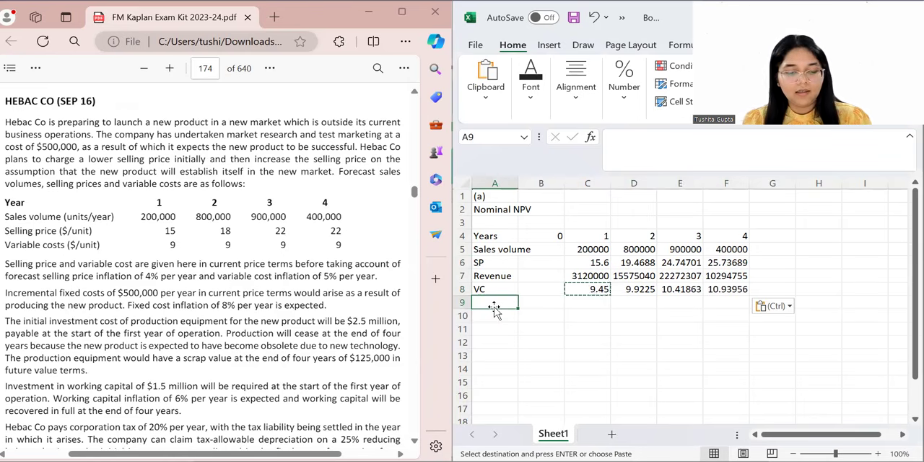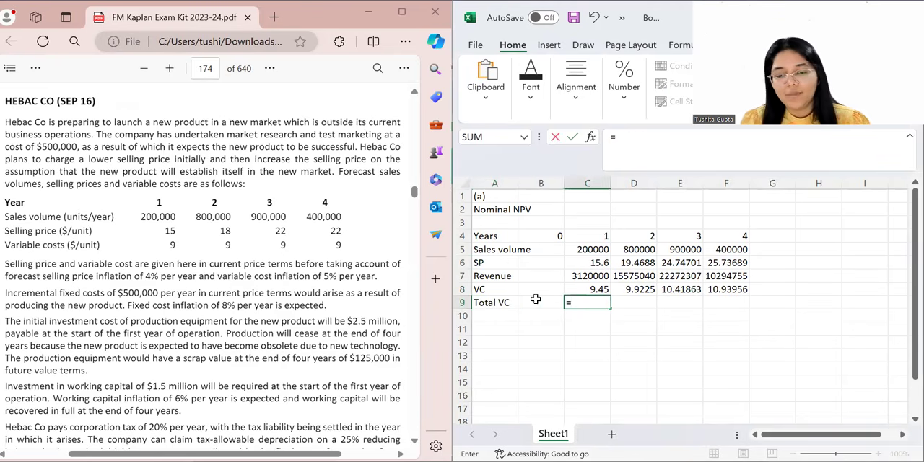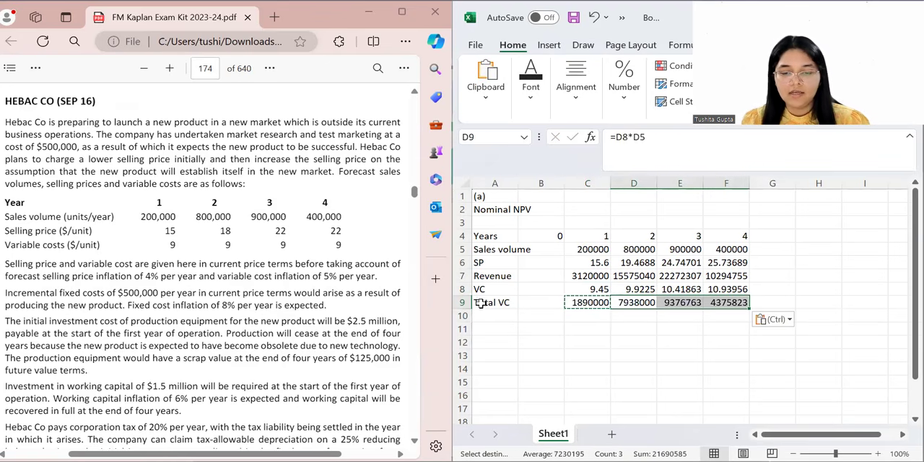Now, total variable cost is again going to be the product of the number of units that I make multiplied by the per unit cost. So this multiplied by my volume is going to be my variable cost. Now with this, I have my total variable cost.